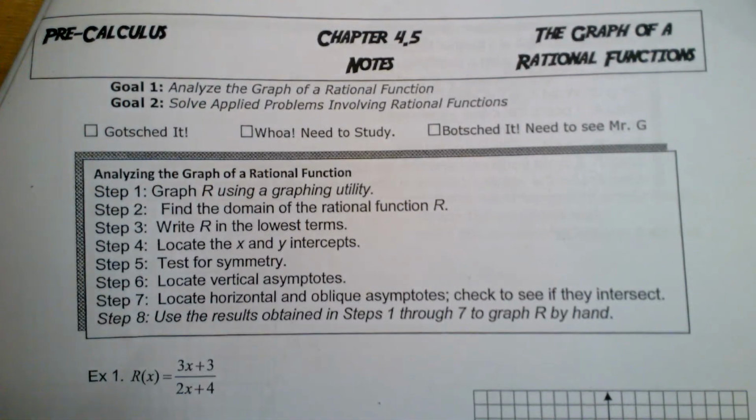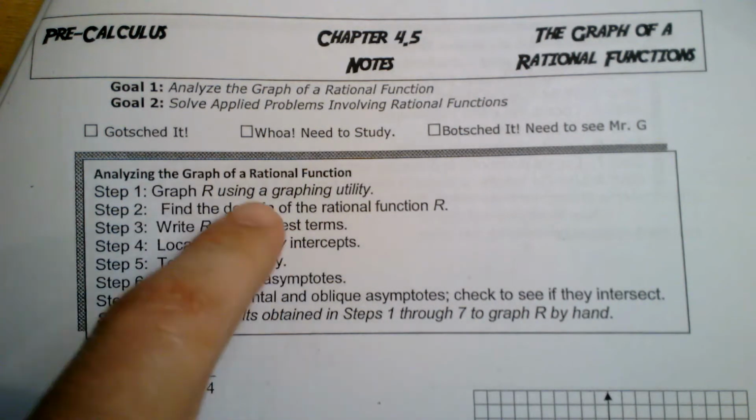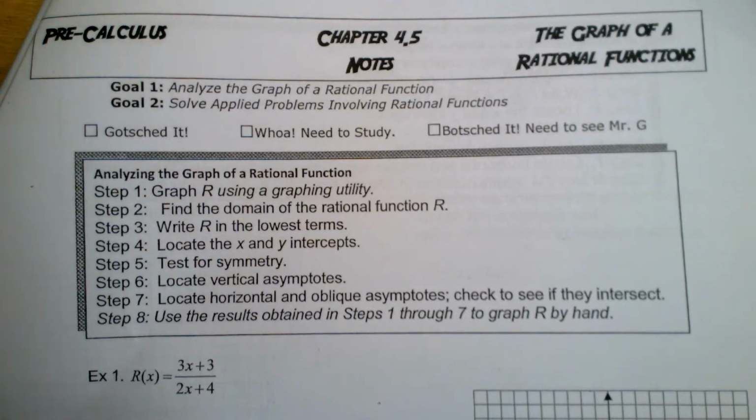So today, a big thing we're going to do in chapter 4-5 is analyze the graph of a rational function. We're going to basically walk through these steps. This is how we analyze. We find all this info, and then we take a look at the graph.